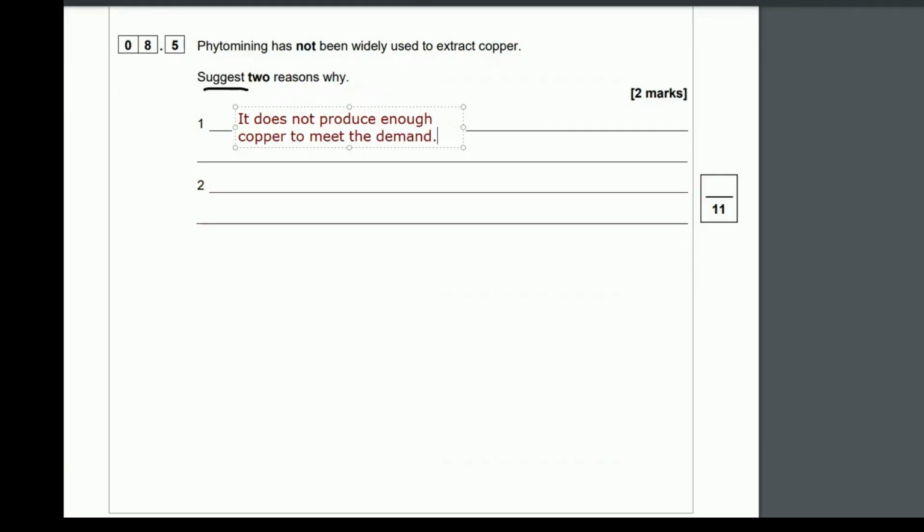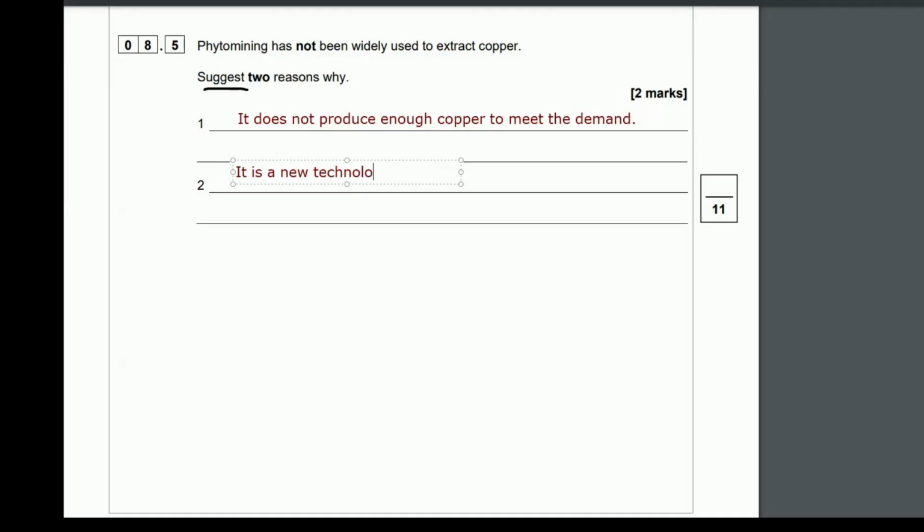So how much copper can a plant really absorb from the soil? And on a grand scale, maybe you'd have to burn an entire forest down to get enough copper just to make one city's pots and pans and electrical wiring. So maybe it just doesn't produce the same amount of copper as going down into the ground and digging it up out the ground and mining. It is a new technology, so not all the countries or all the different companies are using it at the moment because it's a fairly new process.